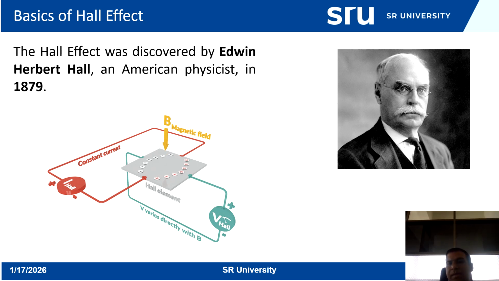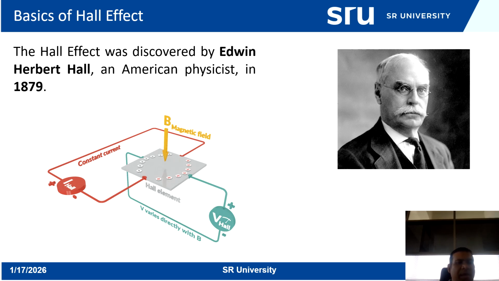Why was this surprising at that time? In normal conditions, electrons flow straight through the conductor, but when a magnetic field is applied, the electrons are pushed sideways due to the Lorentz force. This side push makes electrons accumulate on one side, creating a measurable voltage difference across the material. This phenomenon was completely new at that time.